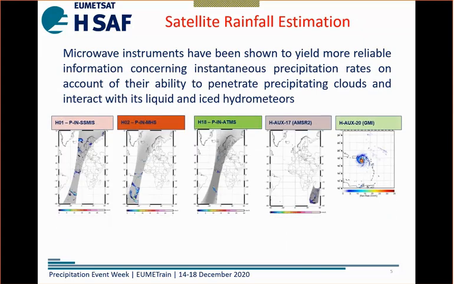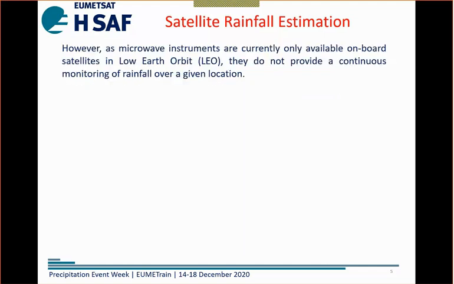Well, microwave instruments have been shown to yield more reliable information concerning instantaneous precipitation rates on account of their ability to penetrate precipitating clouds and interact with their liquid and ice hydrometeors. We had a specific presentation on this during this week on Monday afternoon, made by Giulia Panegrossi. She went into detail about this ability of microwave instruments to see the precipitation.